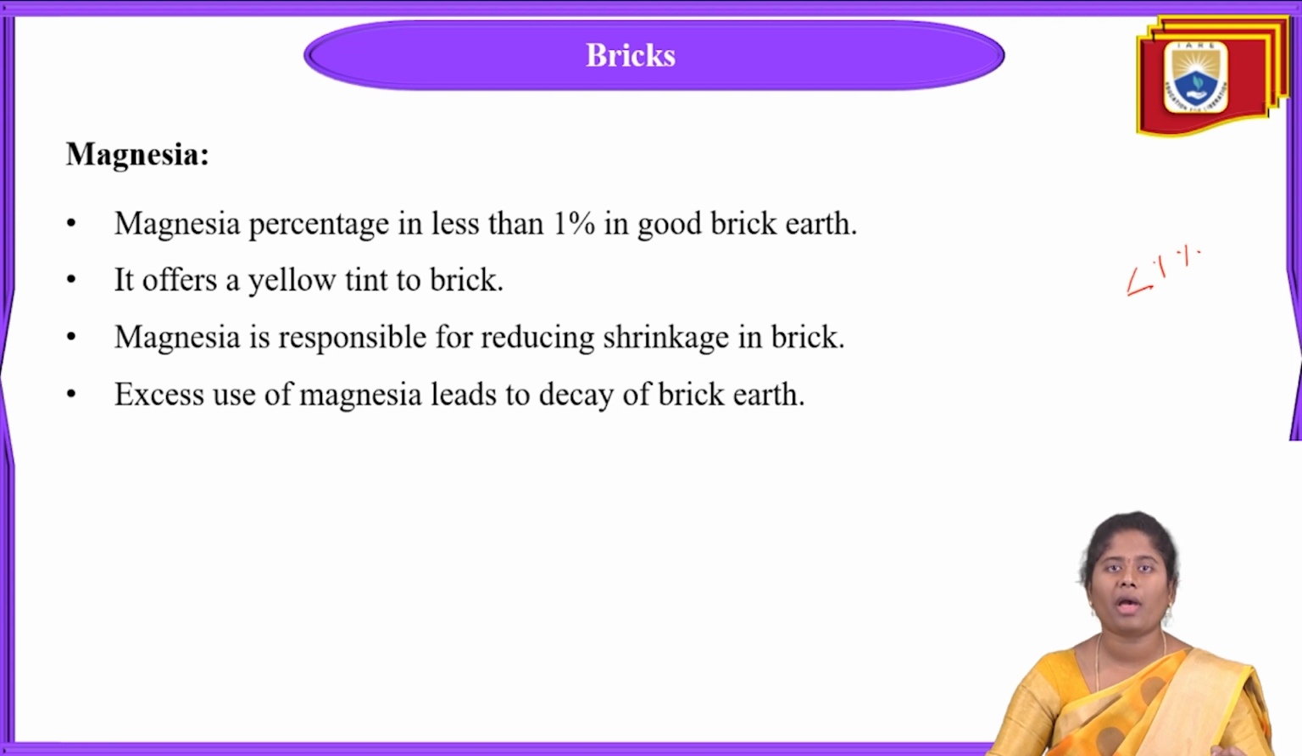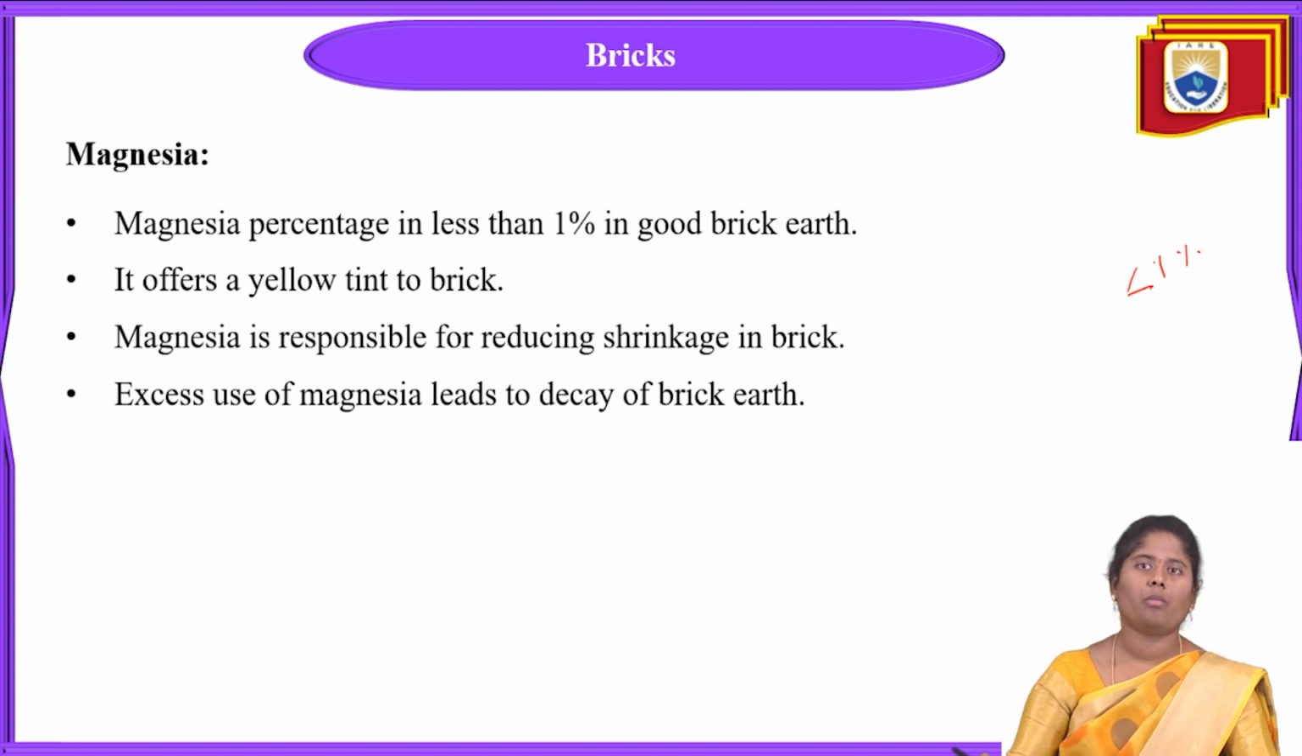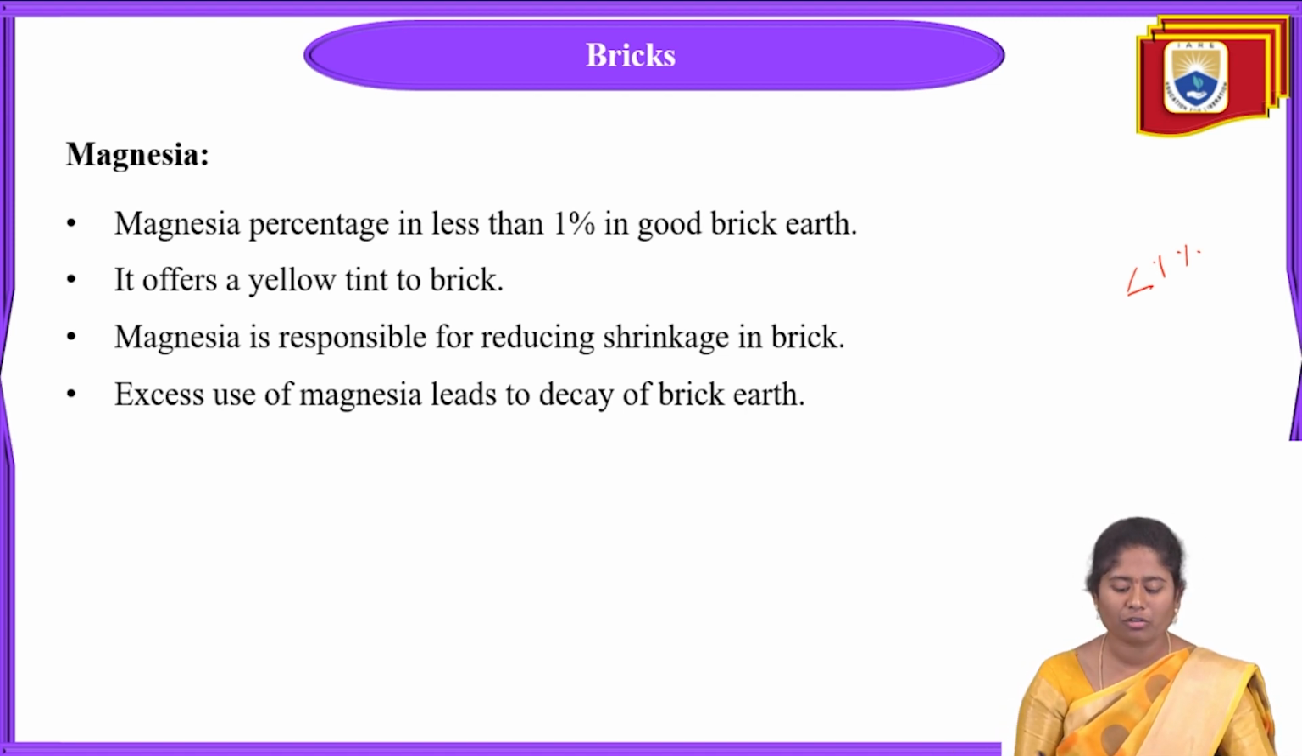That's why we are going to add only less than 1% of magnesia to the brick for the reduction of the shrinkage process. If we add magnesia in excess amount, it will lead to the decay of the brick earth. Decay is nothing but decomposition of the brick earth, meaning the brick will break. Excess amount of magnesia leads to the decay of the brick earth.